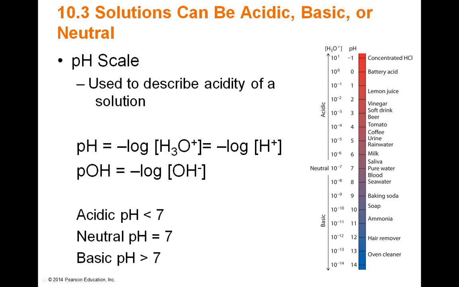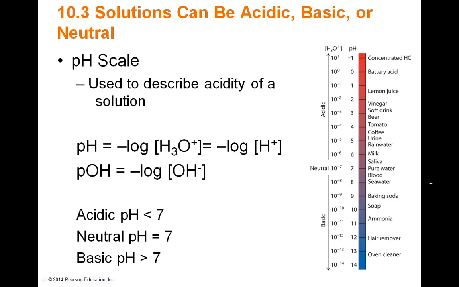If you look on the right-hand side, we have our scale here, starting from -1, so there are some negative pH units, but we won't really discuss those. We'll mainly just talk about going from a pH of 0 all the way up to 14. And that's your natural pH scale. You've got your acidic substances on the bottom: lemon juice, soft drinks, beer, vinegar. Your basic ones are more like baking soda, ammonia. Oven cleaner is extremely basic.